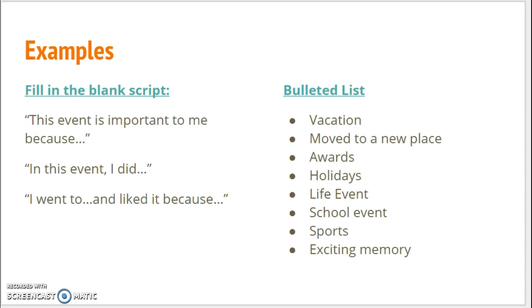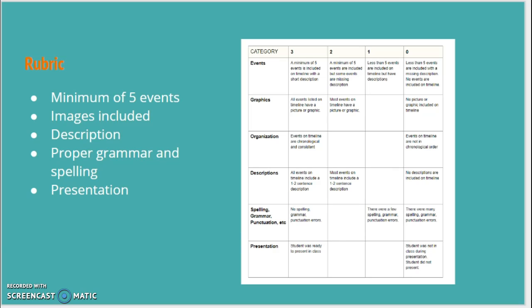And then here is a really blurry picture of my rubric, but again, the grading system is just based on making sure that they include the minimum of those 5 events, having an image and having a description tied to that event, and making sure that they're using the proper grammar, spelling, and punctuation, and also that they present the project to the class in a way that students can understand and appreciate.